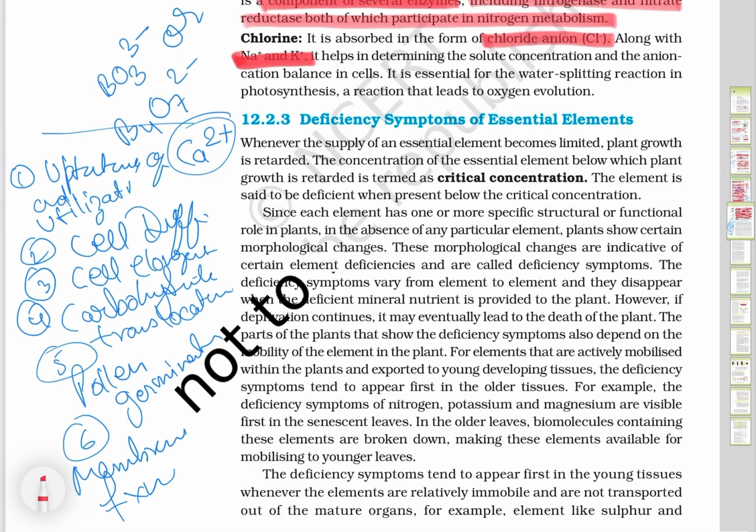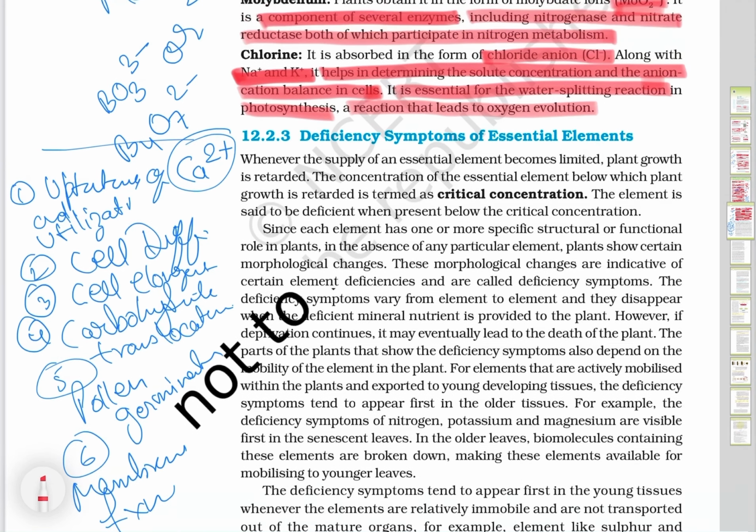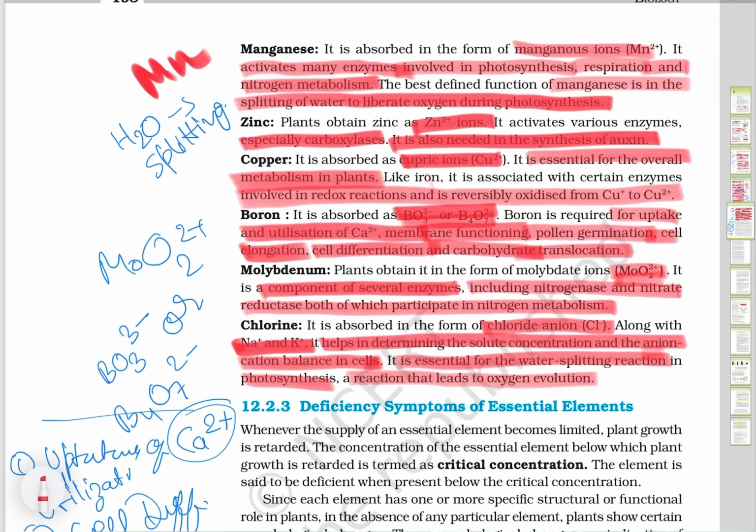It is essential for the water splitting reaction in photosynthesis, a reaction that leads to oxygen evolution. Also, along with chlorine, manganese helps in splitting of water, right? So manganese and chlorine help in splitting of water and in evolving oxygen.